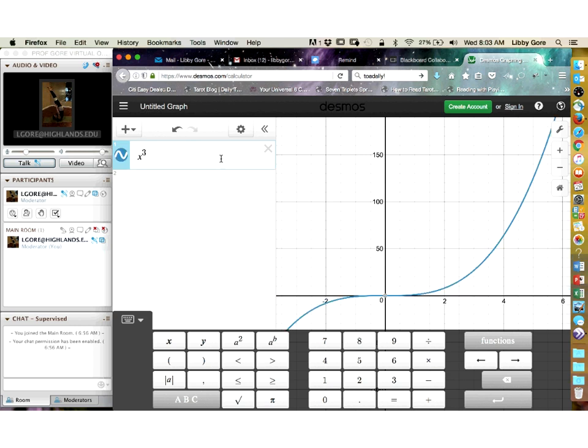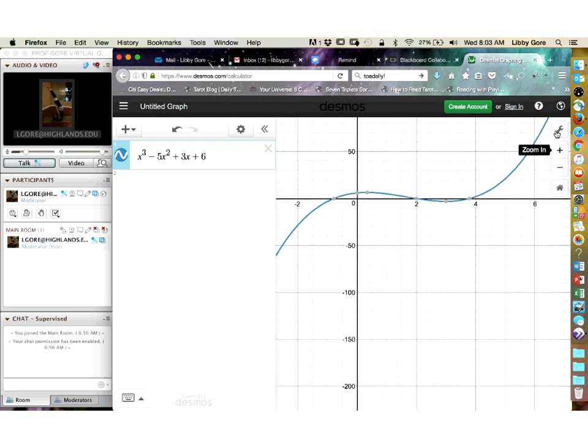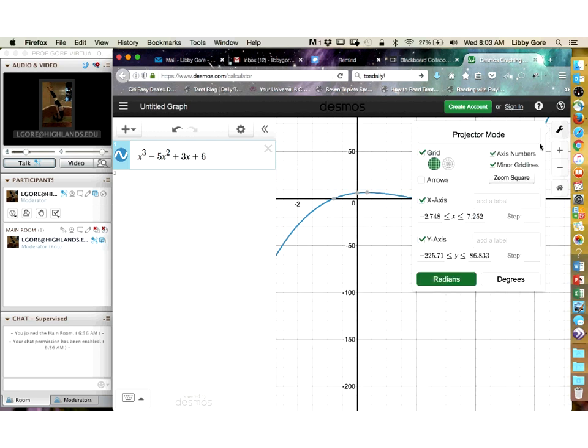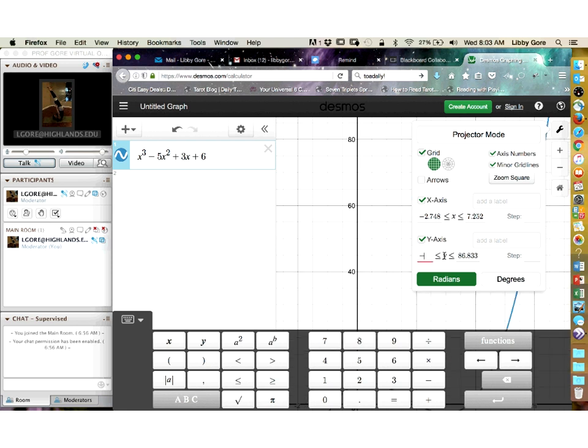So x cubed minus 5x squared plus 3x plus 6. Okay, so we're trying to show. Let me spread this out a little bit, the y-axis. Let's see, from negative 10 to 10.